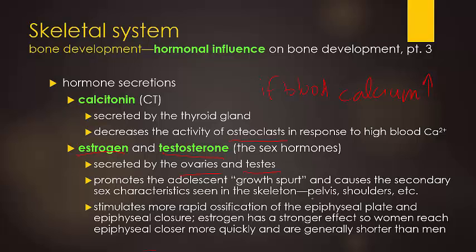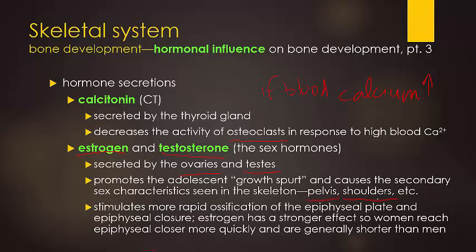So we're talking about, for females, widening of the pelvis. For males, the pelvis remains more narrow. For males, we see broadening of the shoulders, especially. And with females, the shoulders remain relatively narrow. And the other characteristics that are related to the skeleton and sex.